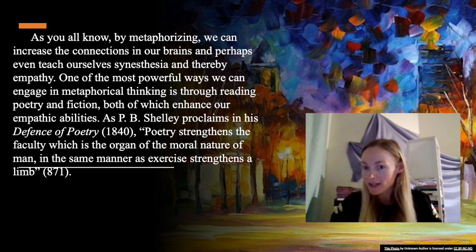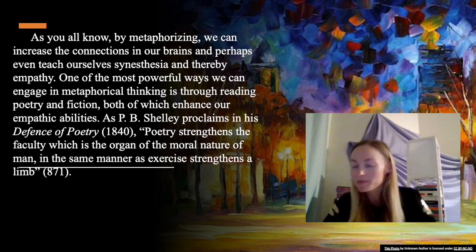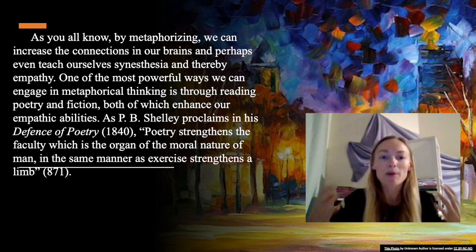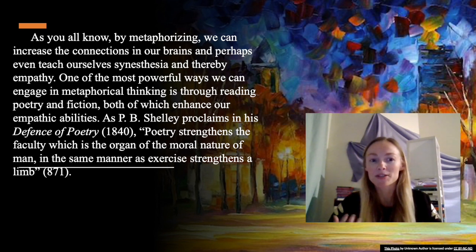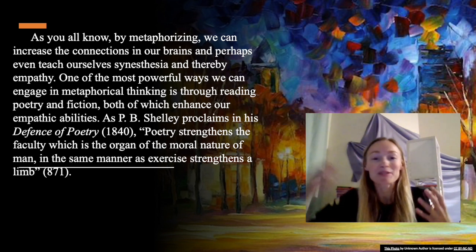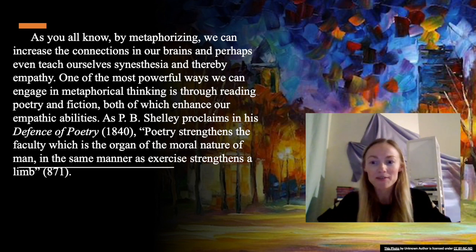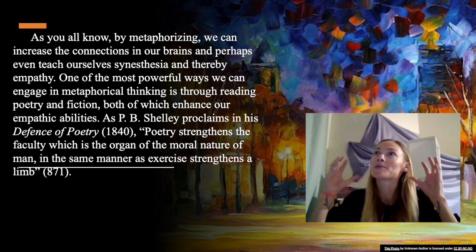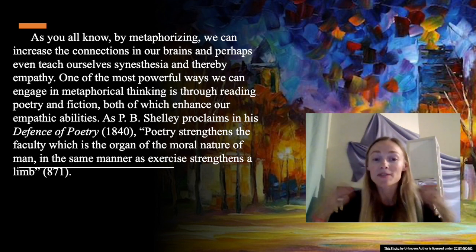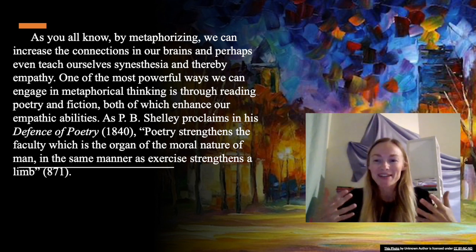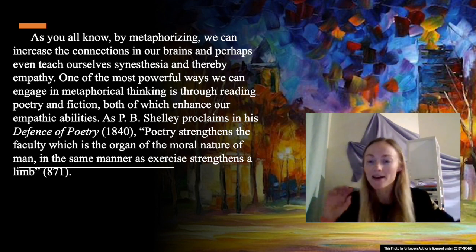So Percy Bysshe Shelley, Mary Shelley's husband, kind of a shit, but very, very talented, says that poetry strengthens the faculty, which is the organ of the moral nature of man, in the same way as exercise strengthens a limb. So again, it's the imagination. Through exercising the imagination, you are also engaging in perspective taking. You're learning to dissolve the self in order to enter this other dimension of seeing the other person, seeing the world from the other's point of view, which is so spectacular and interesting that he's talking about, and it has proved that it is like a muscle, right? You're strengthening it, you're strengthening the connections in your brain.